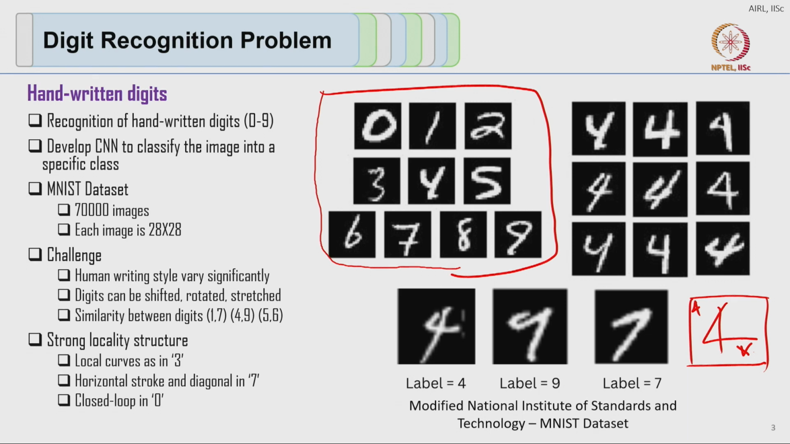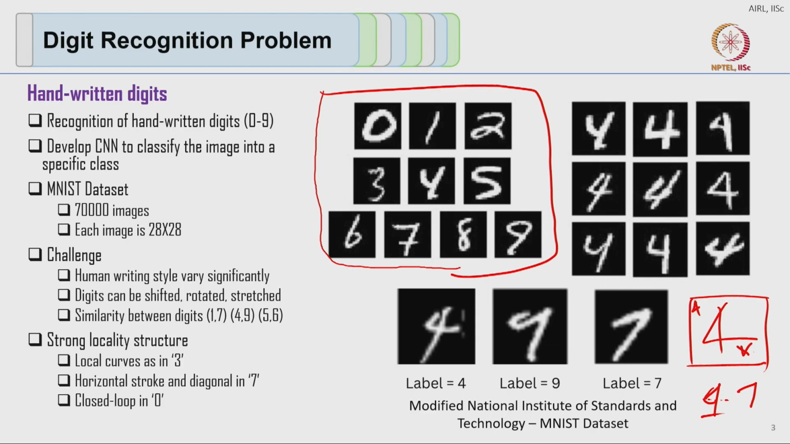What's the challenge here? Human writing style varies significantly. Digits can be shifted, rotated, stretched. There could be similarity between number 4, number 7, number 9. Sometimes people even write number 1 like this, right? If I add an extra stroke here, that becomes number 4. If I just write only this portion, it becomes number 9. And if you don't put anything on the bottom, it could be number 7, right? There is a lot of similarity between them in style. That makes the problem much more interesting to solve, right?